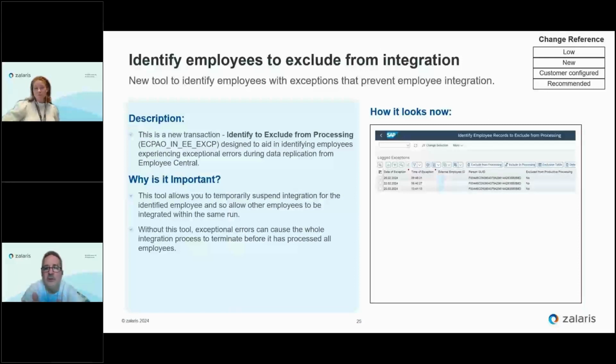So what this tool does is proactively identify employees that have experienced that kind of exceptional error, and allows you to isolate them and exclude them from the next run. That will allow all the other 200 in my example to continue, and then you can focus on fixing the error for that one employee without affecting everybody else. Okay, next slide please, Phoebe.